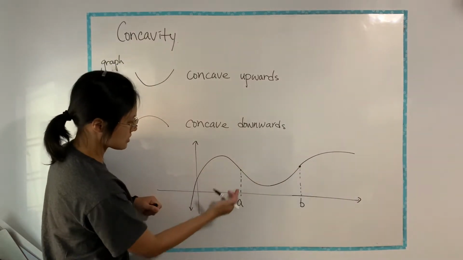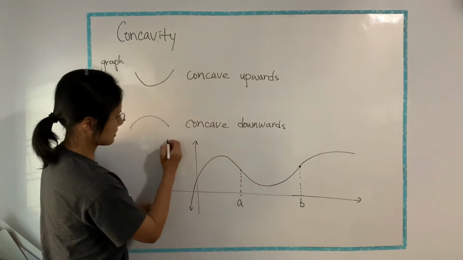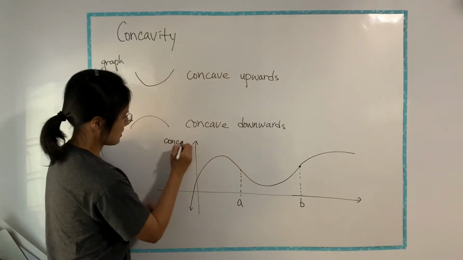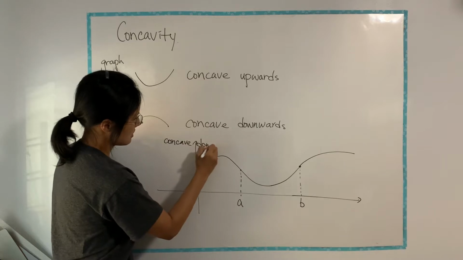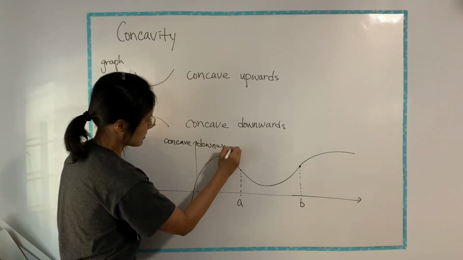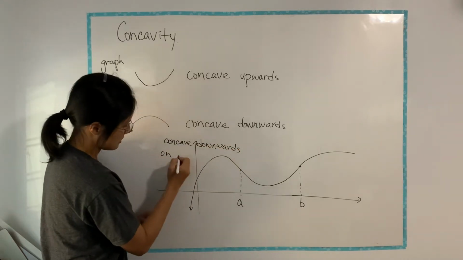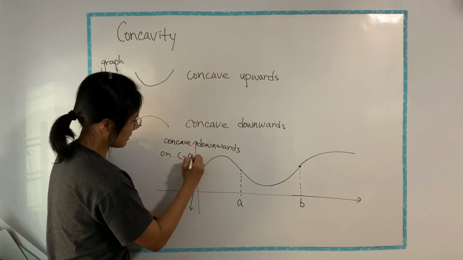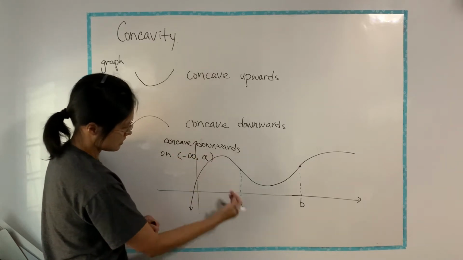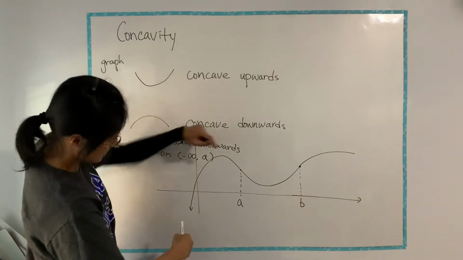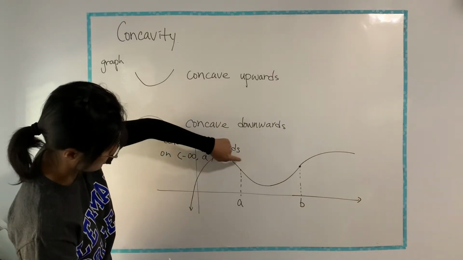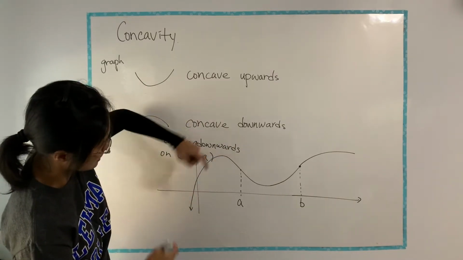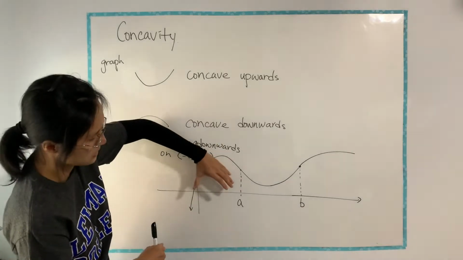Okay, so in this case, we see that the curve is concave downwards on the interval from minus infinity to a, like all the way it goes like this, right? So it doesn't change the direction, so it stays opening downward like that.